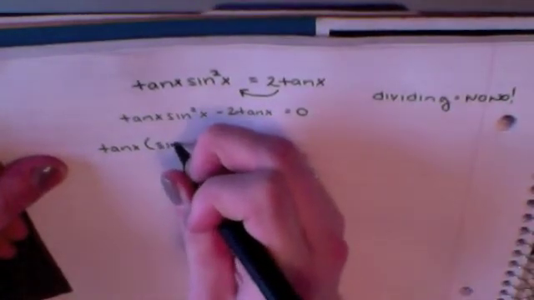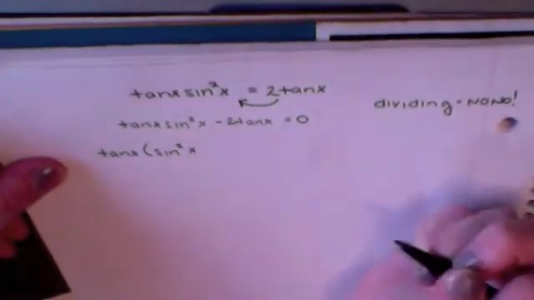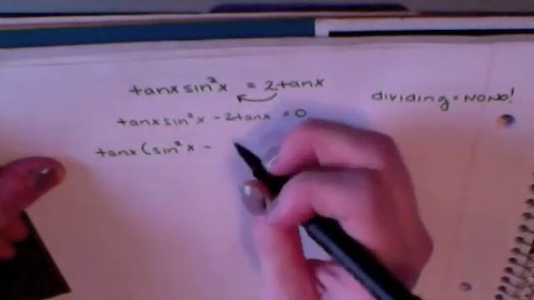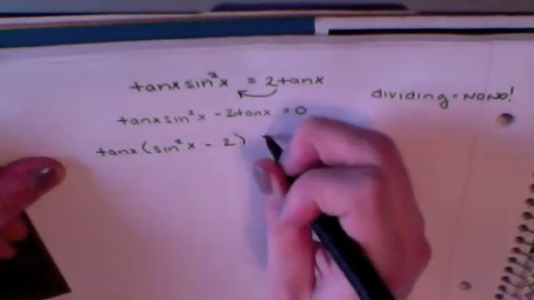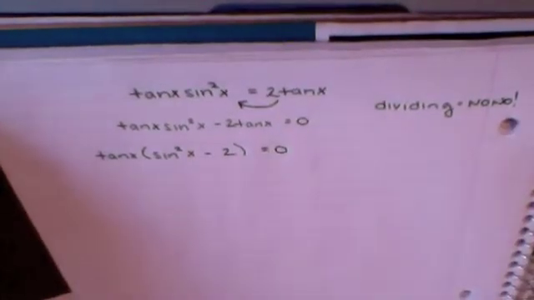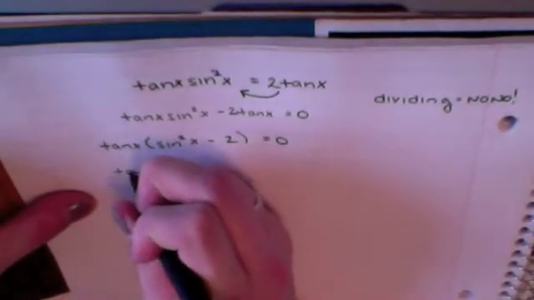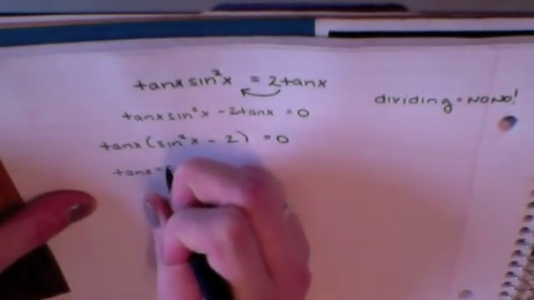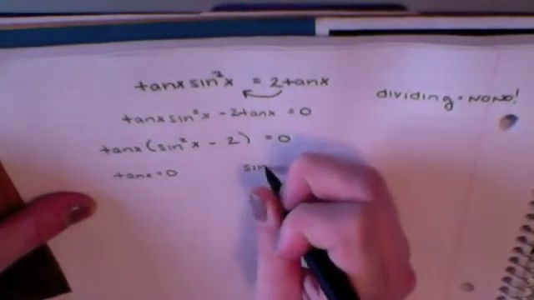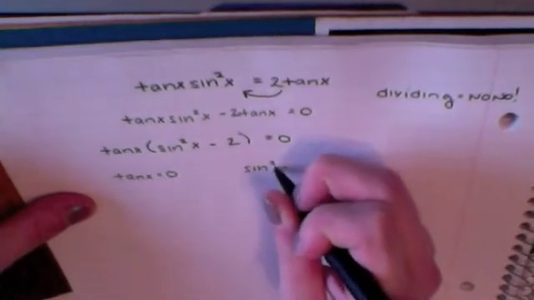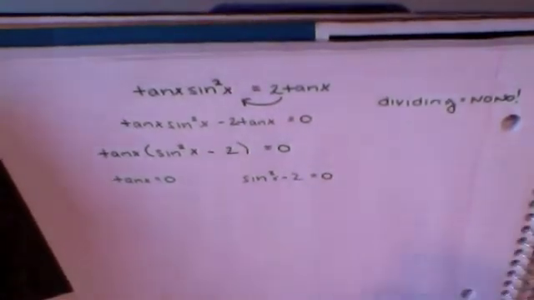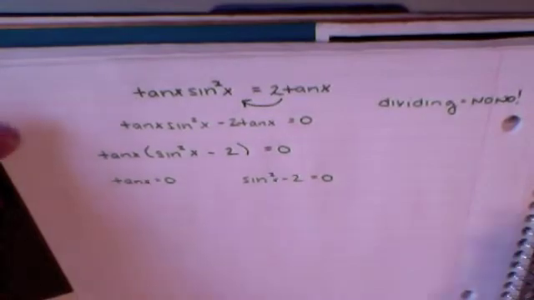From my first term, I'm left with sine squared of x. From my second term, I'm left with minus 2. We're now equal to 0. Remember, that was a rule that you learned in Algebra 2 whenever you were dealing with quadratics. When you're going to factor, you want to make sure you're set equal to 0 because now I can set each of my factors equal to 0.